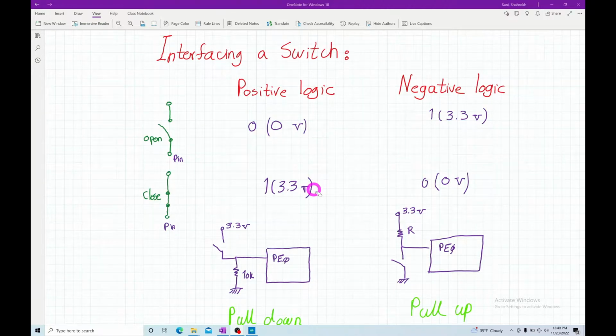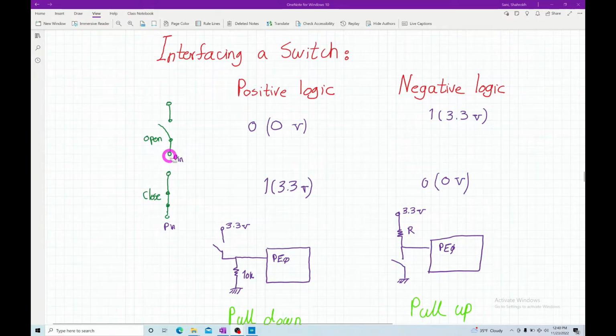Technically, whenever you want to interface a switch with one of the I/O pins or inputs of your microcontroller, you could use two logics. The first one is what we call the positive logic, and the second one is the negative logic. Here you could see the difference between these two.